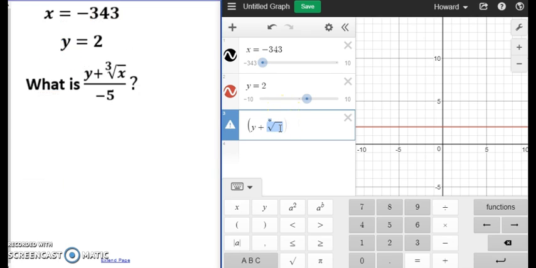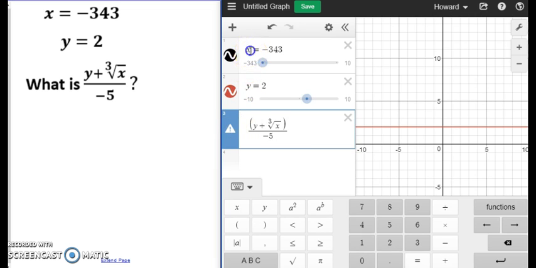And so then I have the cube root of x, and all of that's going to be divided by -5. And as you can see, there's no answer here. But again, that's because it's graphing lines, and it can't read it. You see the little exclamation point here? It's not going to work right.